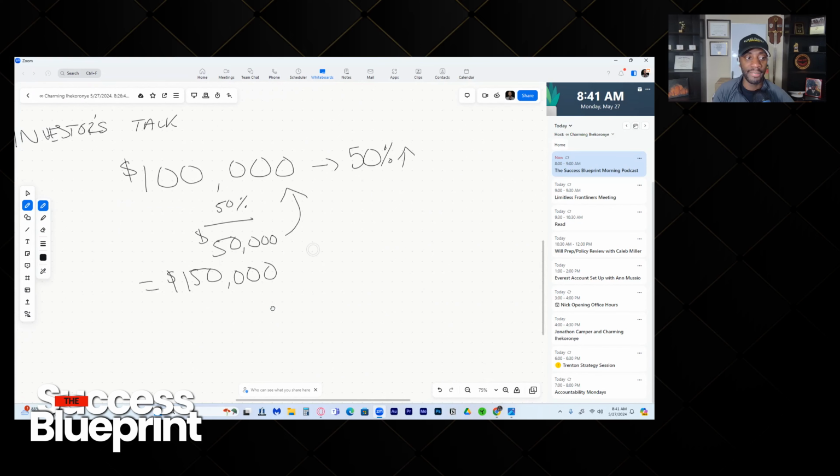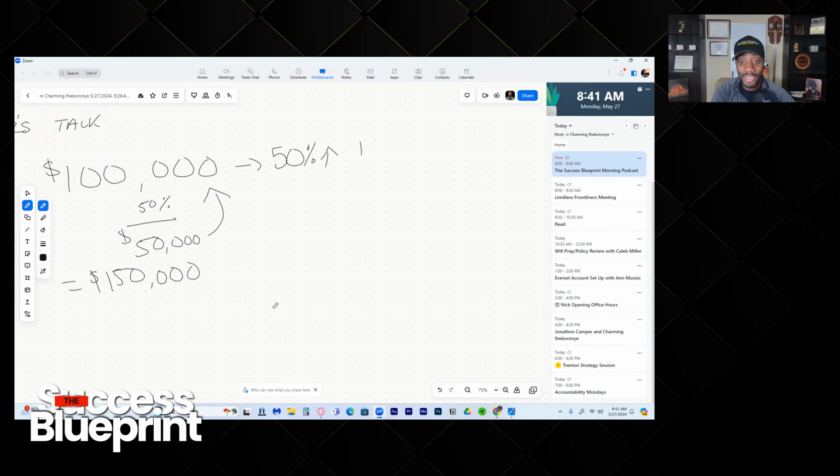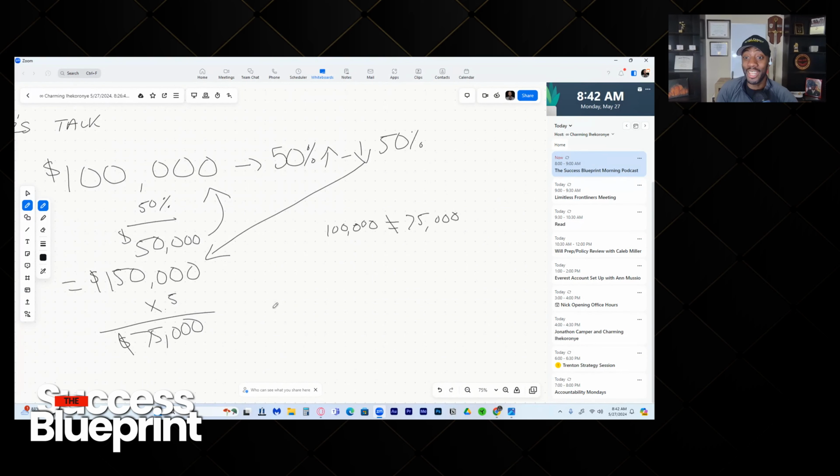Using the same exact logic as the investors talk, if you then lost 50%, you're not losing 50% of the original number, you're losing 50% of this number. If you lost 50% of the 150, you multiply by 0.5, right? Gets you $75,000. 100,000 does not equal 75,000 as far as I've known. Does this make sense? This is what your investors tell you. This is what they literally tell, and they won't even show you the proof.